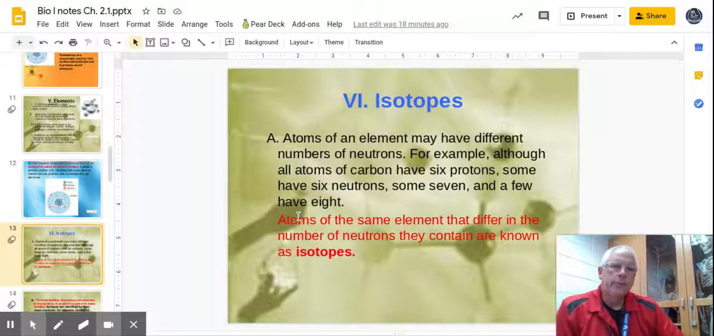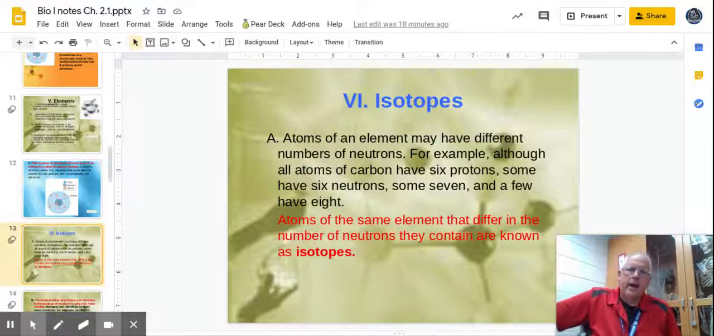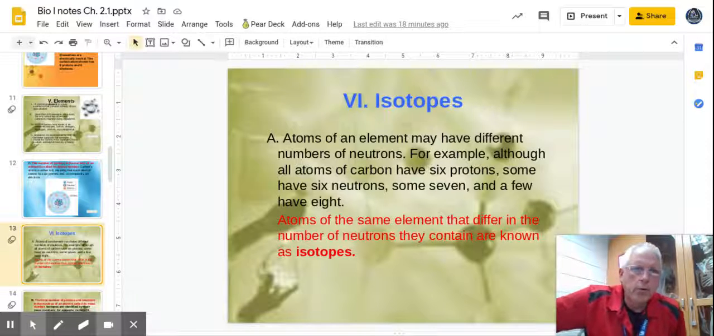Neutrons, we have this problem. Some elements have different numbers of neutrons, and that makes them different. The example I'm going to use is carbon. Carbon on the periodic table is C6. I just went over that. So it means it has 6 protons, 6 neutrons, 6 electrons. That's what the element on the periodic table has.